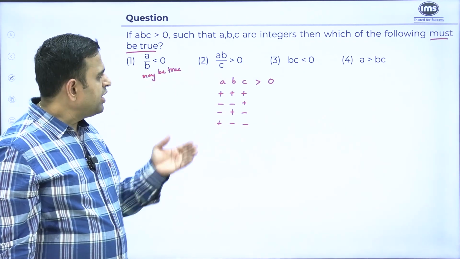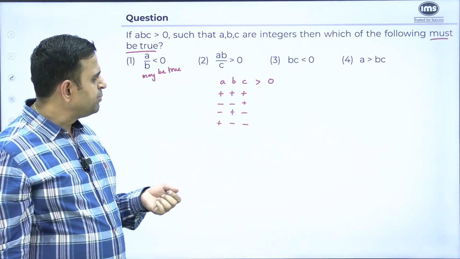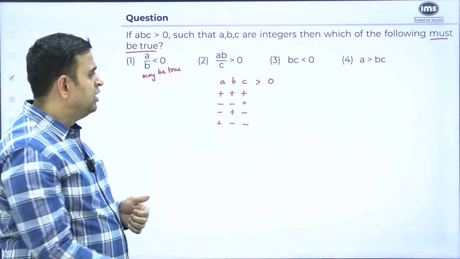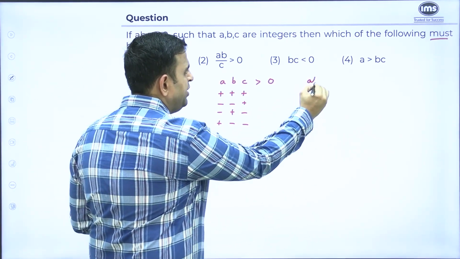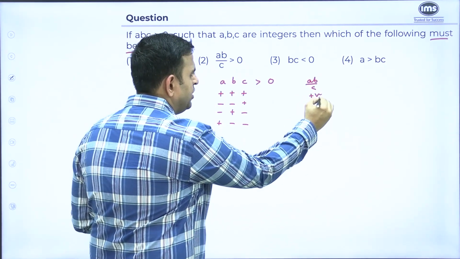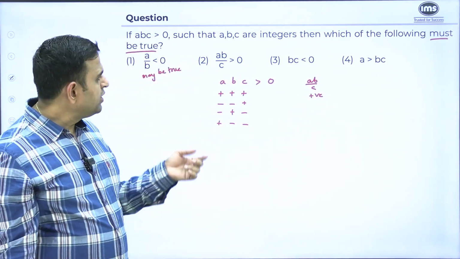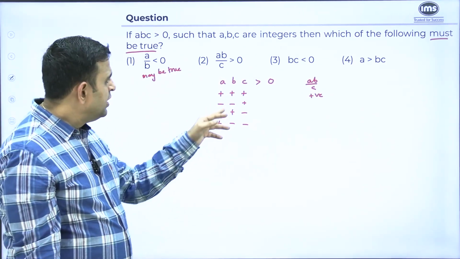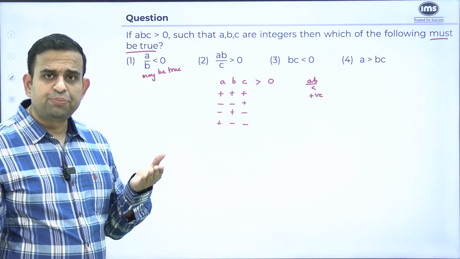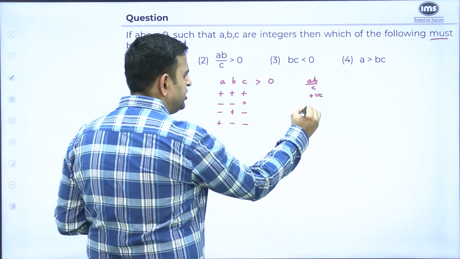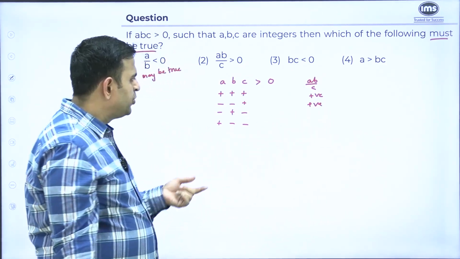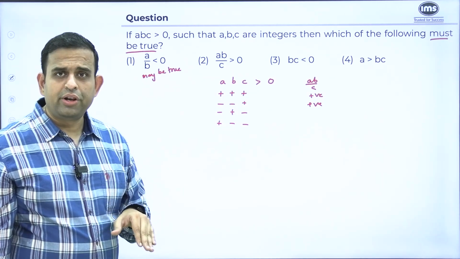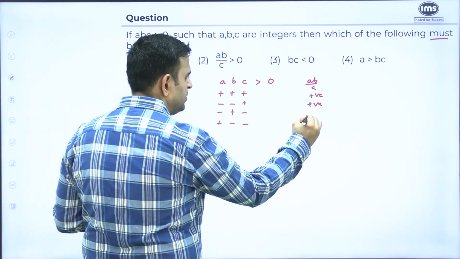Then if I look at the next one, AB upon C. So if I look at case number 1, A into B is positive. Divided by C, which is also positive. So in case number 1, the result AB upon C happens to be positive. In the next one, the term A into B is positive because both of them are negative numbers. Divided by C, which is a positive number. So positive upon positive again becomes positive. And lastly, A into B is negative, divided by C, which is negative. So negative upon negative happens to be a positive number.